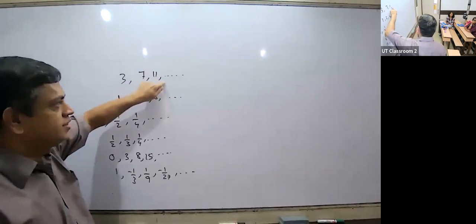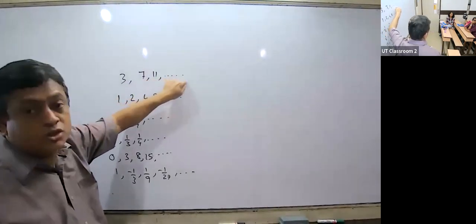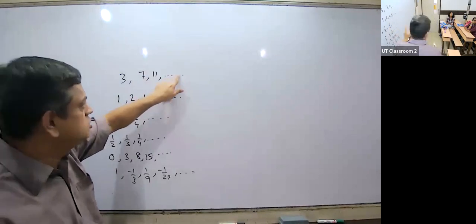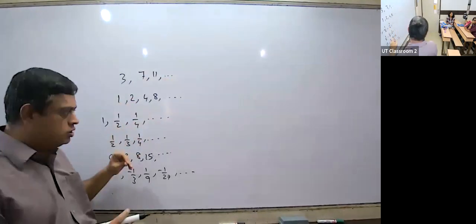Now, next, etc. means it keeps on going infinitely. You just put 3 dots; you don't write etc.